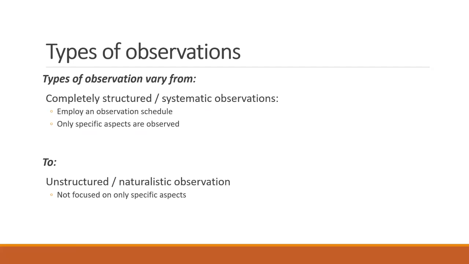Types of observations. It could be completely structured, systematic observation, where you employ an observation schedule. So in the case of the example that I gave within the psychology discipline, if you are observing behavior, there are specific things that you would be observing. This is where a structured observation becomes relevant. So there's an observation schedule.